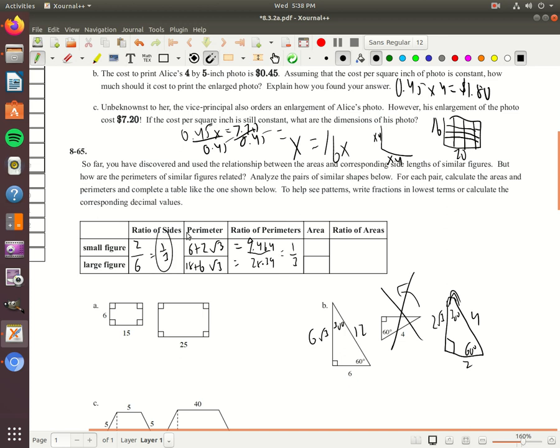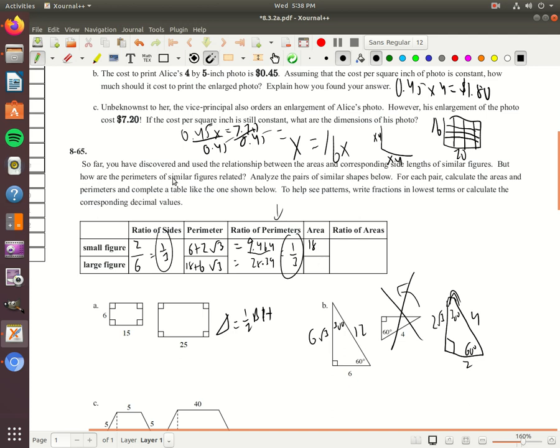So again, just like we talked about in the previous problem, we have that same ratio of similarity when it comes to perimeter. The area, however, is different. So the area here, again, if you guys remember, the area of a triangle is half of base times height. I think that's a pretty easy way to do it. Half of 6 is 3. 3 times 6 is 18 times the square root of 3.